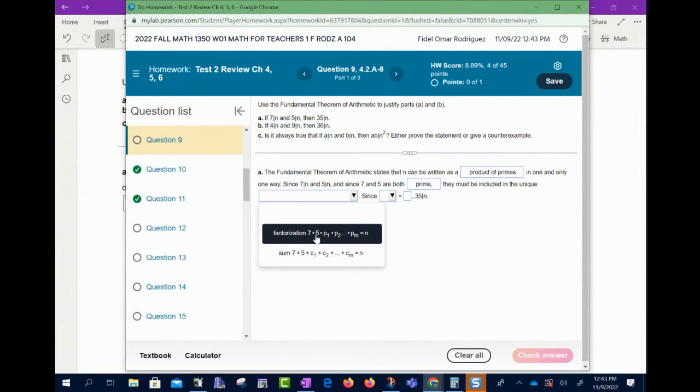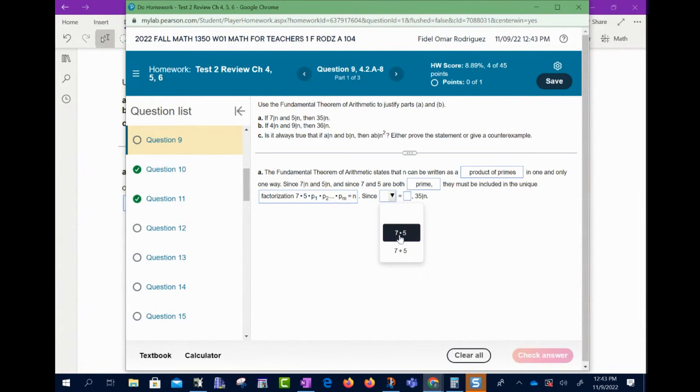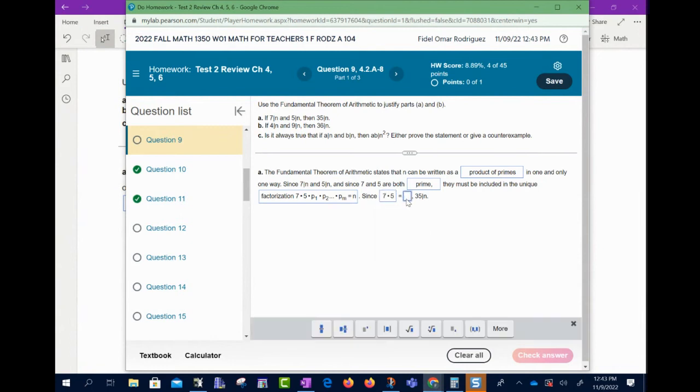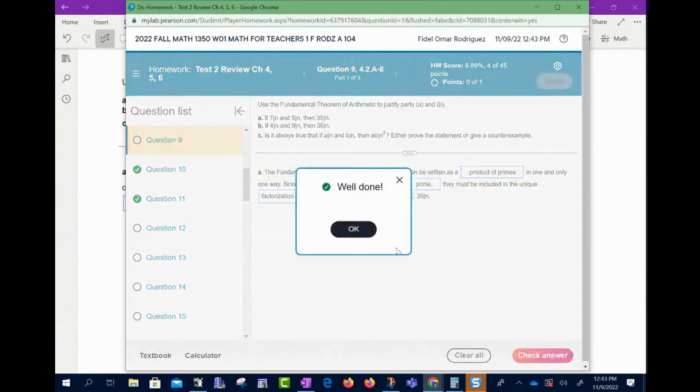Notice, y'all, we're multiplying here, so that's why everything is multiplied. If you look at these, they're adding. That's not what we're doing. And then, since 7 times 5 is equal to what number? 35, it's going to divide n, okay?